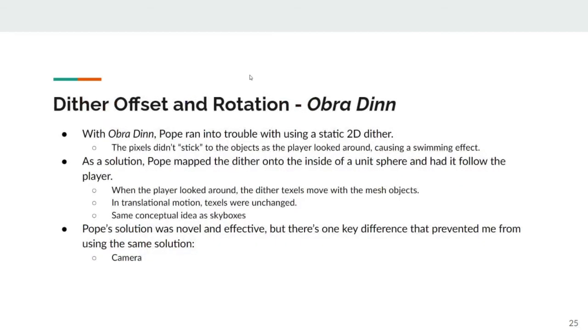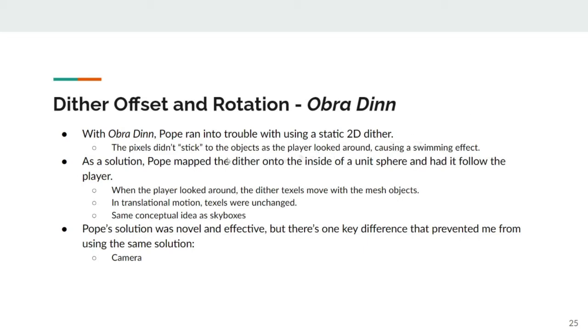So Obra Dinn applied this. However, what Lucas Pope realized was that just using a static 2D buffer to overlay as a rectangle in front of your screen, kind of like a screen door, led to problems, because as you move the camera around, those pixels aren't going to stick to the surface of the object. So there's going to be a lot of blinking in and out of pixels and a lot of weird movement. He calls it a swimming effect, and it leads to a lot of motion sickness. And it's really not great.